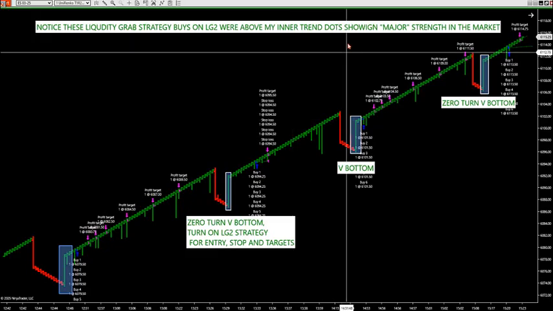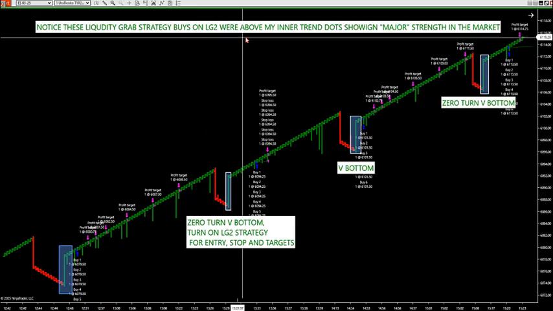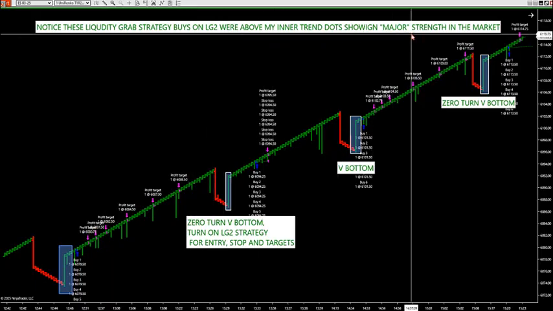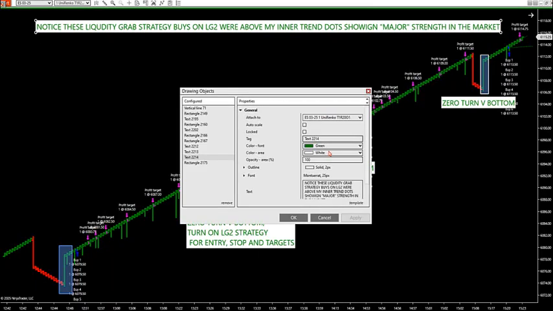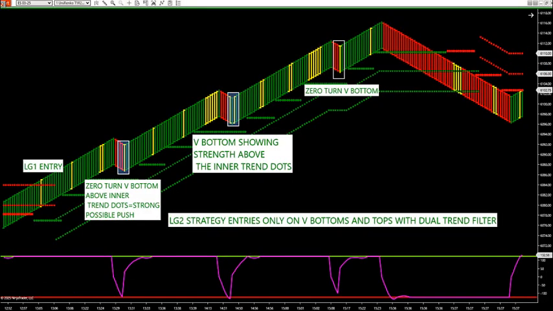So when you get a V bottom, notice the liquidity grabs, what I put out to you in this email: strategy buys on LG were above my inner trend dot, showing major strength. Let me show you when you can cherry pick these trades to turn the software on. News came out, so I want to get off here and look for trades. But let's take a look at this.